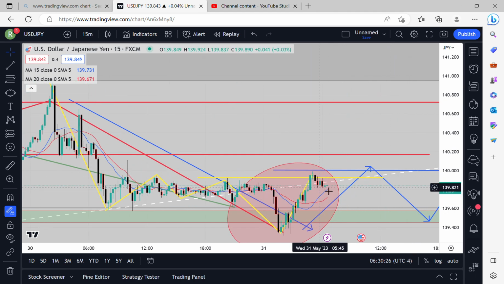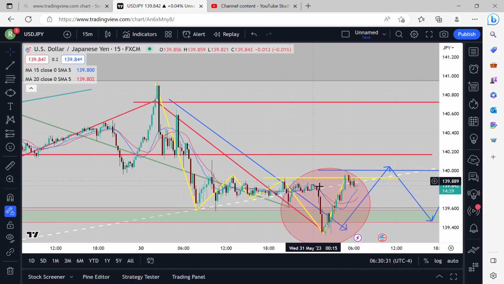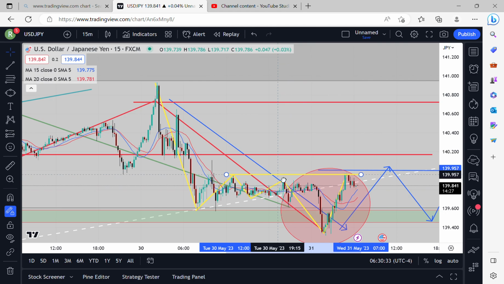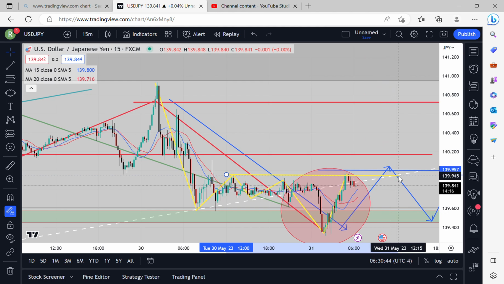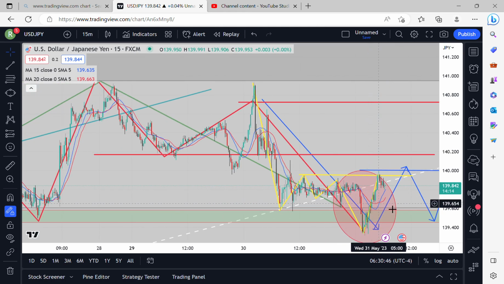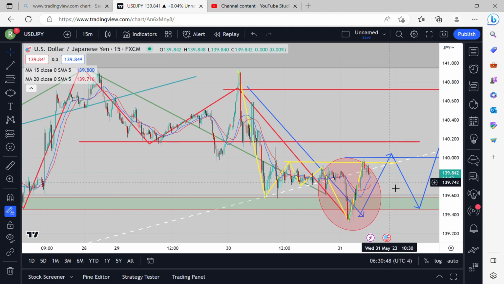Because right now it looks like it could come all the way back down. Or if you want to be more conservative, you can wait till it breaks this level here, 139.98, because it seems that it respected that one more. Tell me what you guys, what are your thoughts?